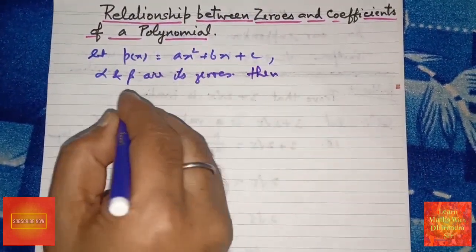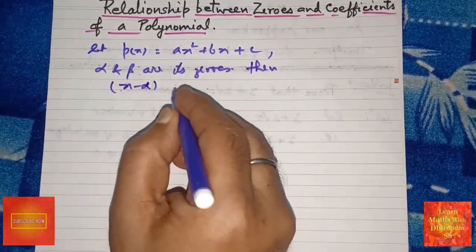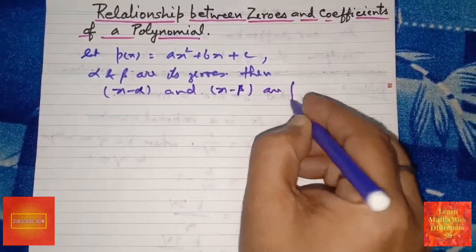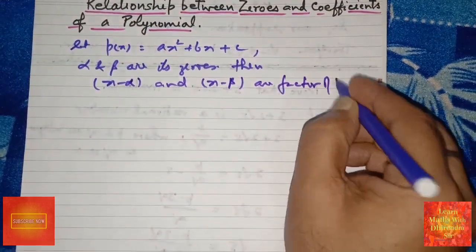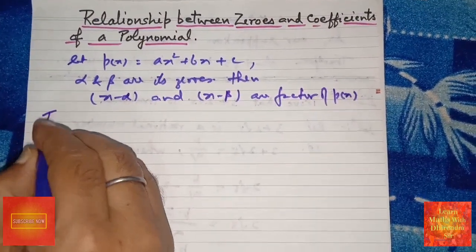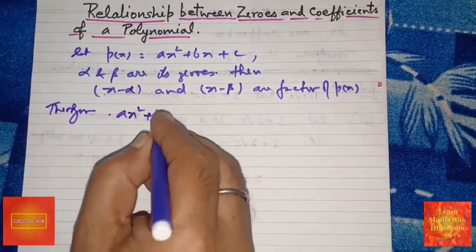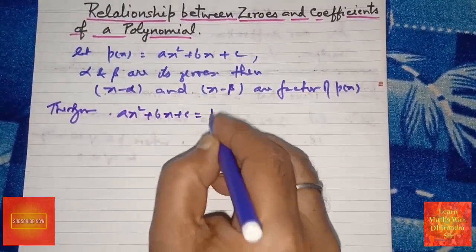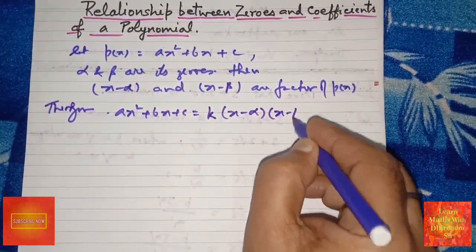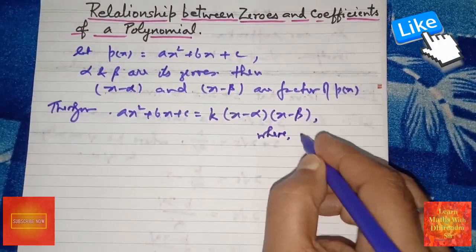Then you know x minus alpha and x minus beta are factors of p(x), that is, of the polynomial. Therefore ax square plus bx plus c equal to k times (x minus alpha)(x minus beta), where k is a constant.